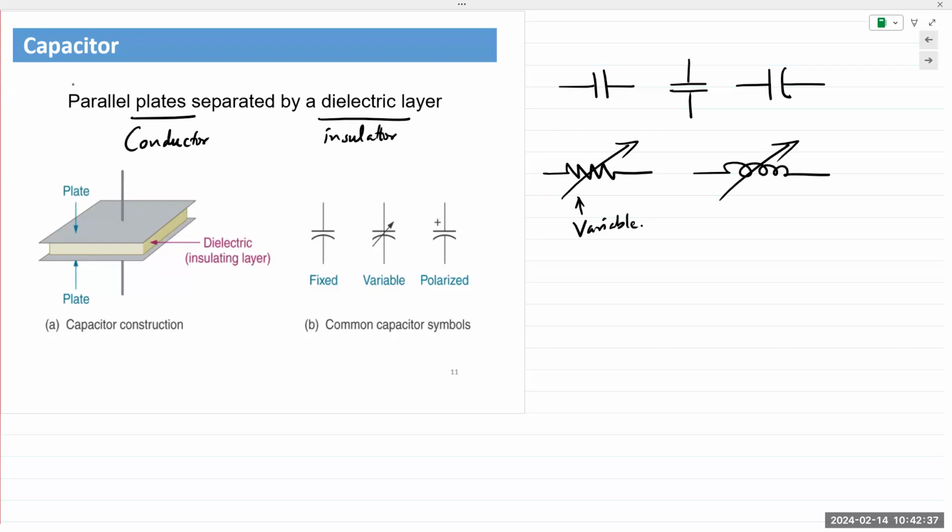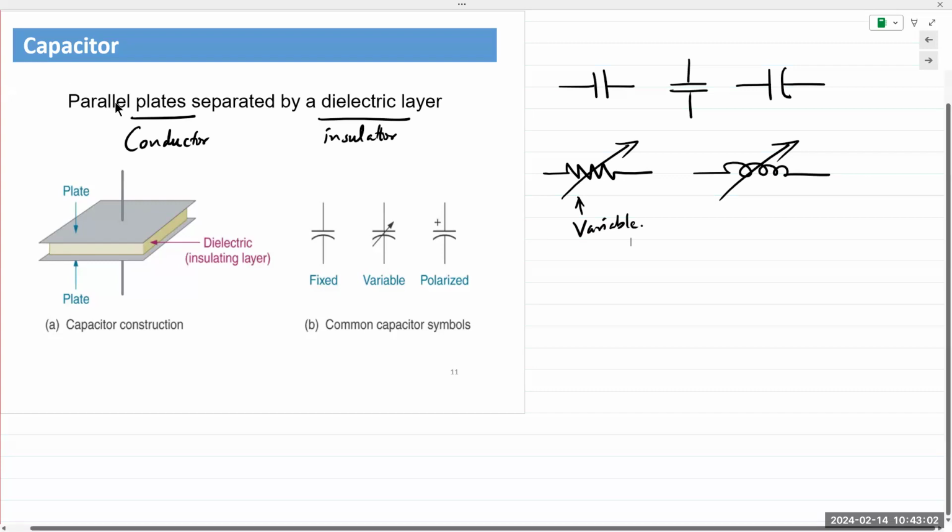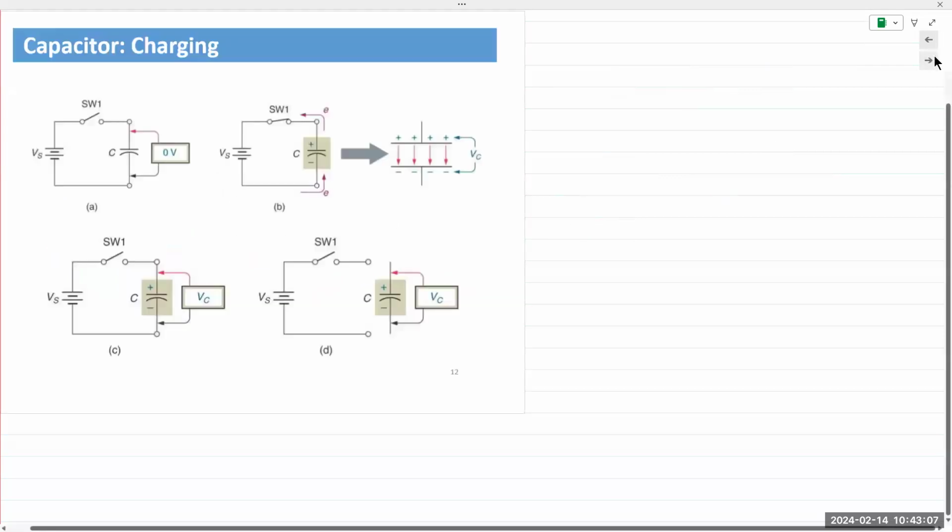A variable resistor, and this is always funny, is also known as a pot, short for potentiometer. And so we always like to joke, EEs use a lot of pot, because we use variable resistors in many circuits. Anyway, so that's the basic construction of a capacitor.